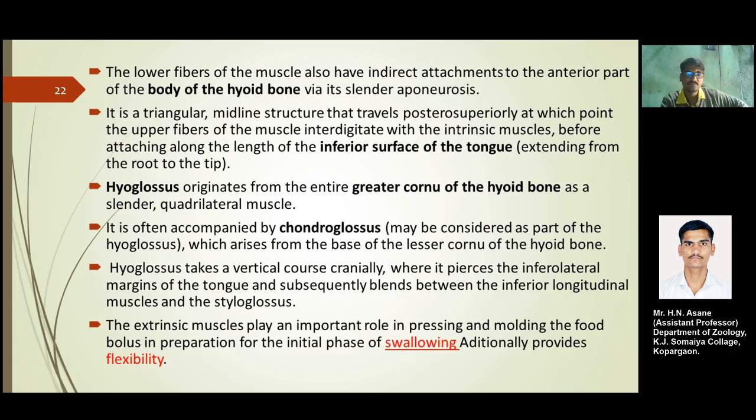The extrinsic muscles play an important role in modeling the food bolus. When our tongue encircles it, these movements give shape to the food bolus in preparation for the initial phase of swallowing. Additionally, it provides flexibility. So this was the role of the extrinsic muscles.